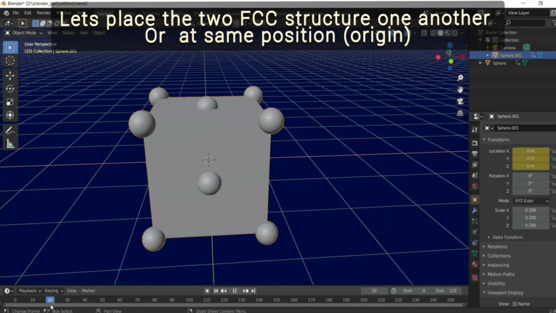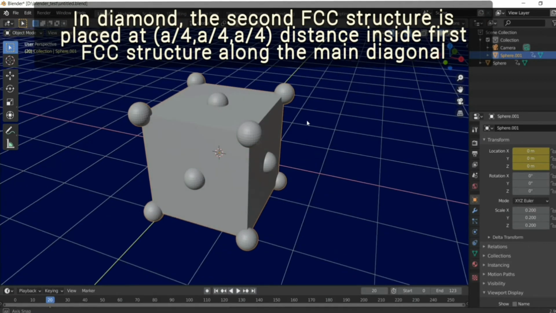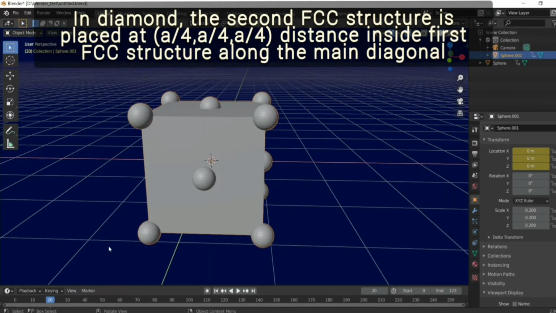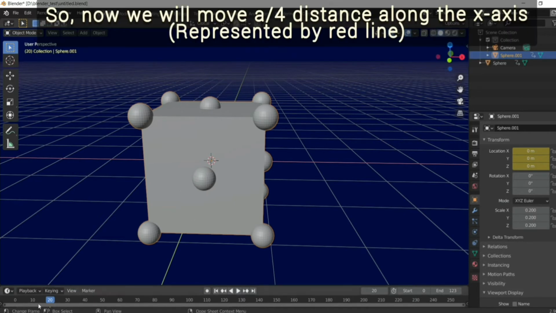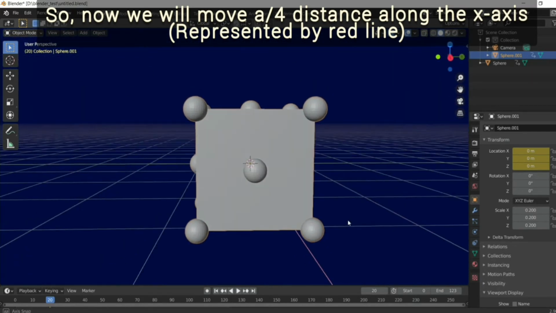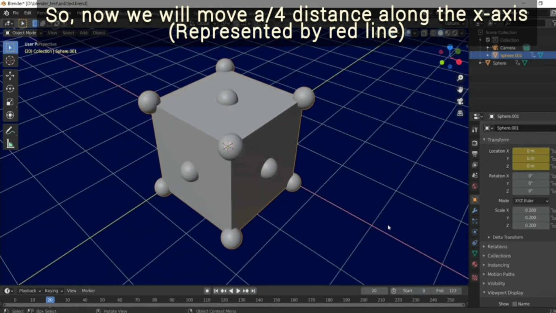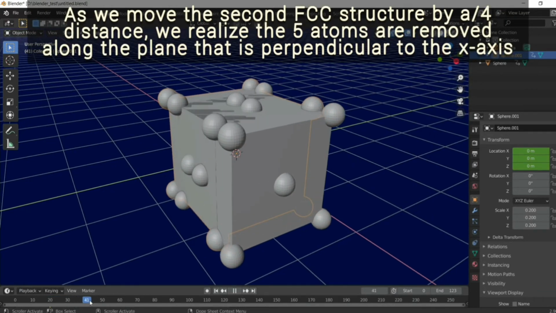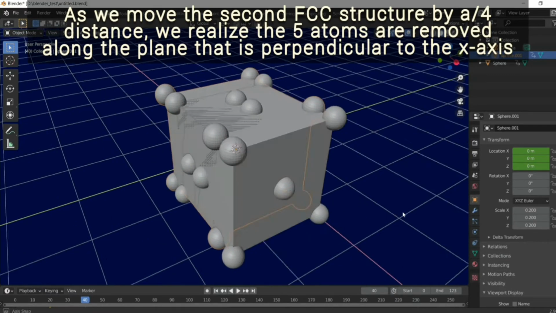In a diamond structure, the second FCC structure is placed at a by 4, a by 4, a by 4 distance inside the first FCC structure along the main diagonal of the first FCC structure. So now we will move a by 4 distance along the x-axis, which is represented by this red line. As we move the second FCC structure by a by 4 distance, we realize that 5 atoms are removed along the plane that is perpendicular to the x-axis.